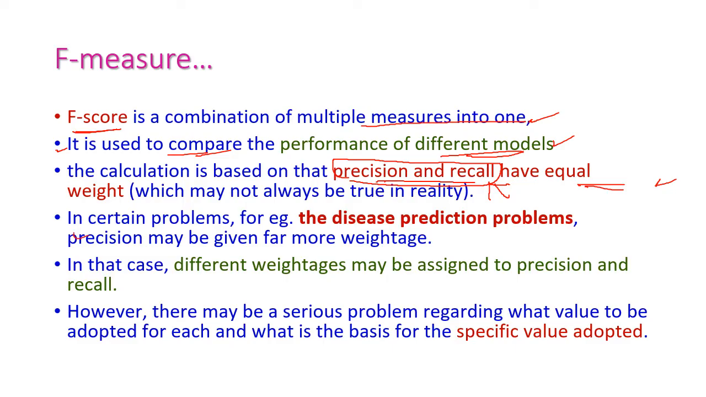Here precision and recall have equal weight, right? But for certain problems, we have to give more weight to precision when compared to recall. For example, the disease prediction problem. In the disease prediction problem, we have to give more importance to precision, right? But in some cases we have to give more weightage to recall also. For some serious problems, we have to assign specific values for both precision and recall, right? So the precision and recall weights are dependent on the problem.